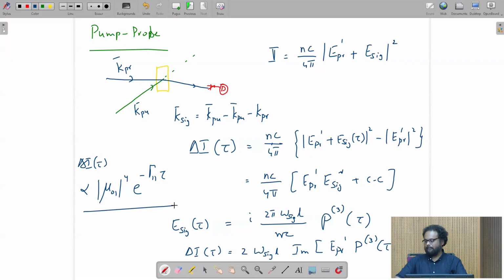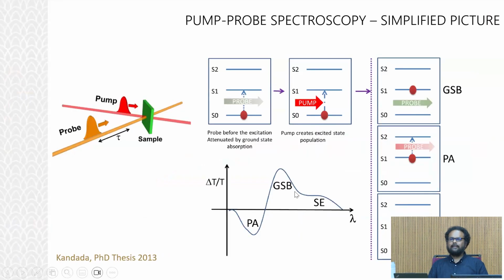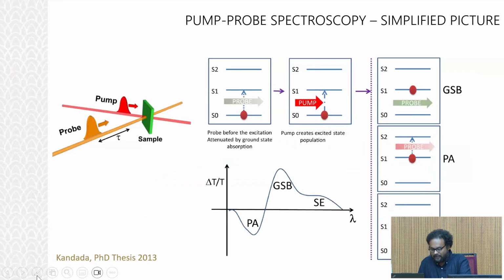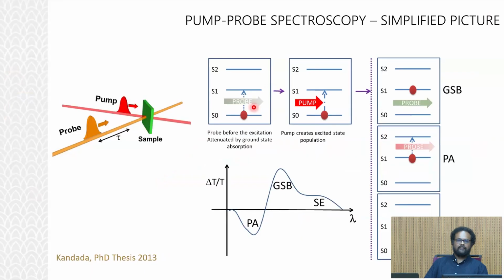Okay, let's see some typical pump probe responses, how it will look. Typically, the way to think about it is much simpler: you have primarily three kinds of spectral response features that emerge. Think of it like this: without the pump, your probe is going through. Of course, the sample has certain absorption, so that's your reference.